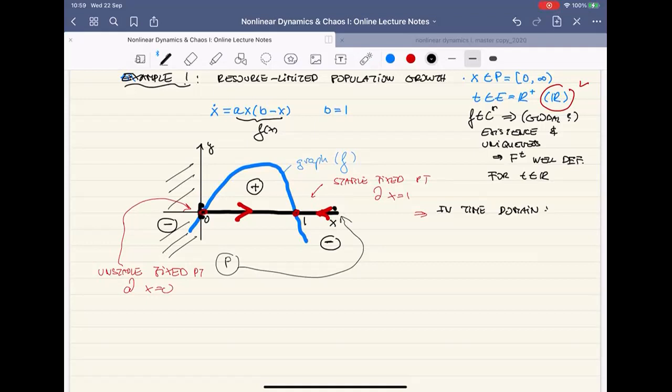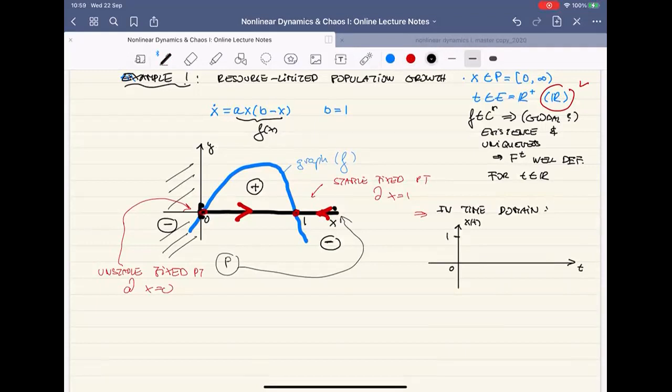How would that work? Well, now I'm showing things in time. This is no longer the phase space. Okay. So I'm going to plot x of t here, and time is here. And what I know is that I will have two fixed points. One of them is at 0, the other one is at 1. So let's factor those in. This is 0 and this is 1.